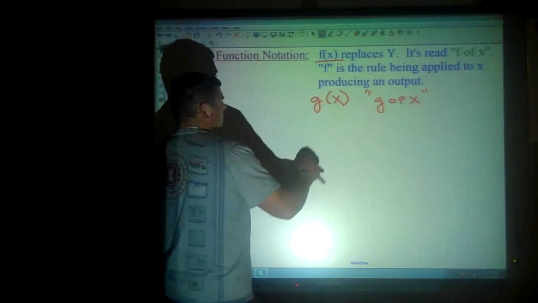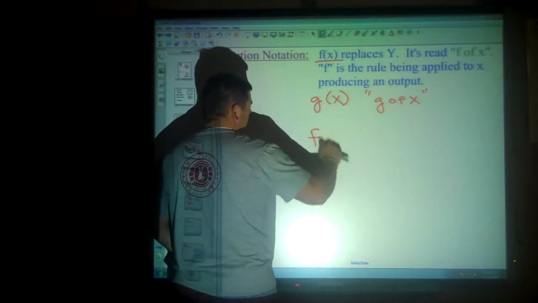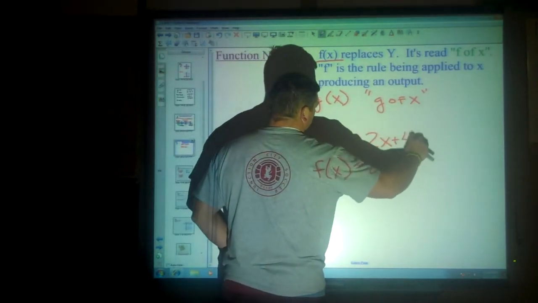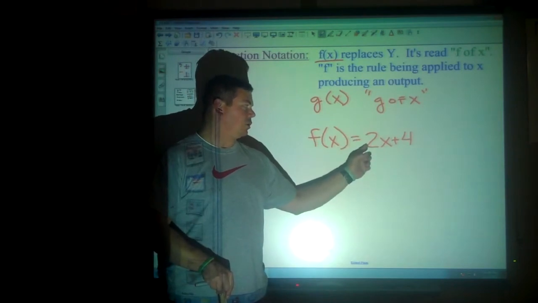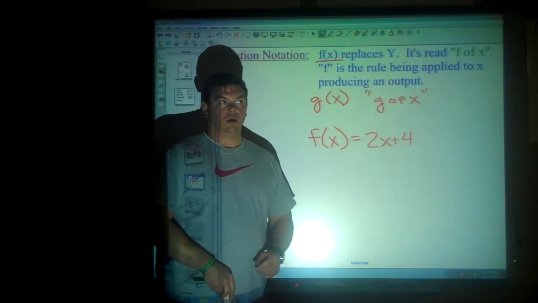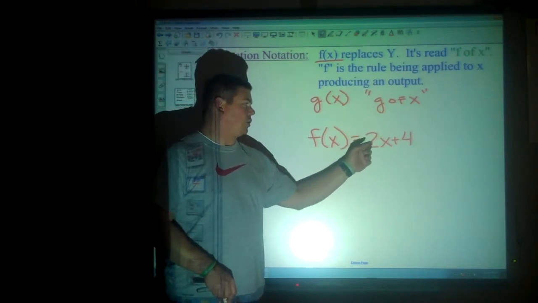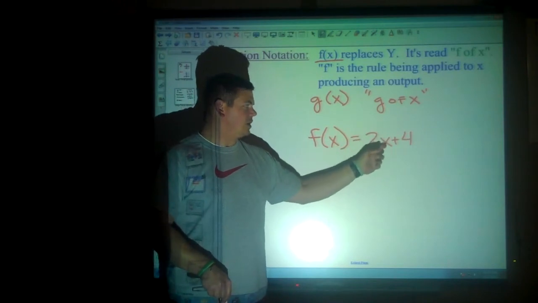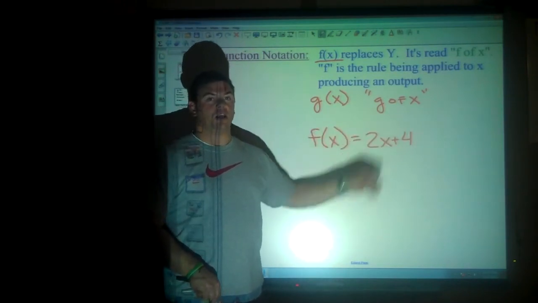So when we say g of x, well, we'll use f of x. If we say f of x is equal to 2x + 4, then what I'm saying is whatever x is gets multiplied by 2 and then add 4. Okay, what if x is 7? Put 7 in. 7 times 2 is 14 plus 4 is 18. But what if x is 3? 2 times 3 is 6. 6 plus 4 is 10. Whatever x is, a rule is being applied to it.